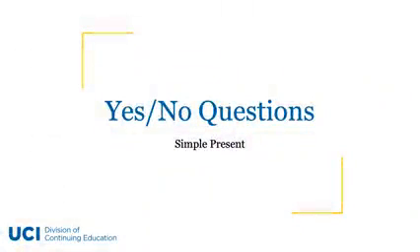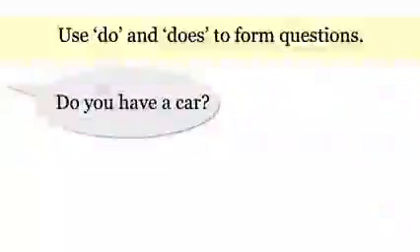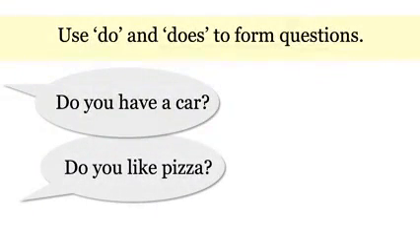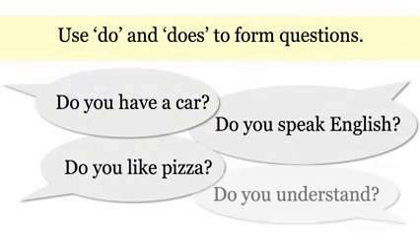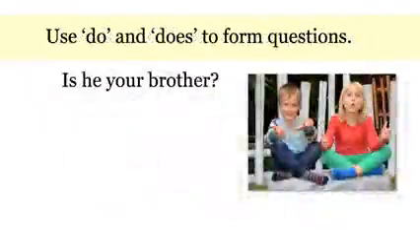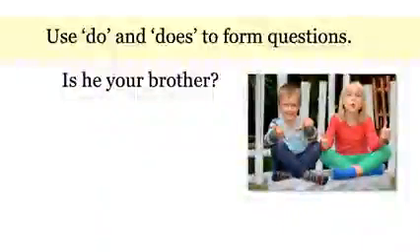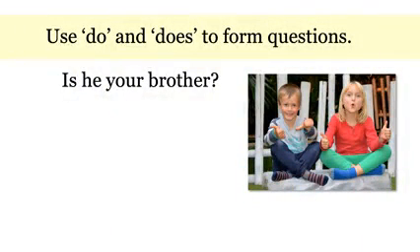Yes/no questions, simple present. In this lesson, you will learn how to form yes/no questions with all verbs except for be. Use do or does to form questions. Here are some examples. Do you have a car? Do you like pizza? Do you speak English? Do you understand? Notice every question starts with do. Use do and does to form questions in the simple present. We do this for all verbs except for be.